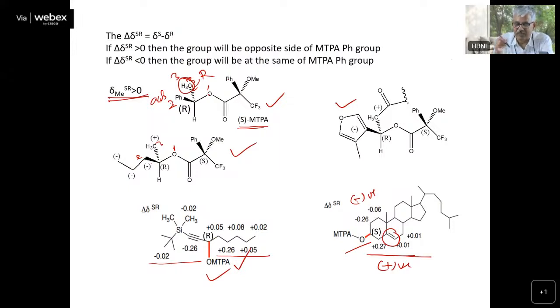So RS configuration you cannot tell just like that. You have to see the priority of the groups. Okay. Suppose instead of methyl, this is chlorine. The chlorine priority will be higher and it will be different. But let us say if you put acetylene there, or some other group, let us say oxygen, OMe, it will change. So you have to see that, and that will decide what the absolute stereochemistry will be. So you can expect such kind of question in the exam.